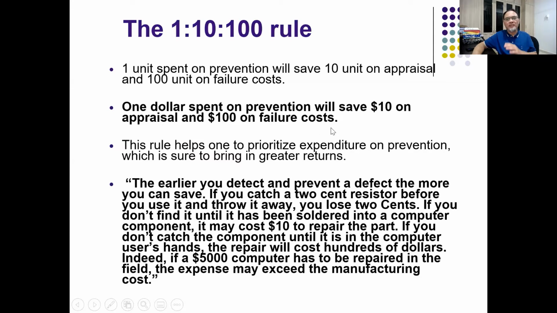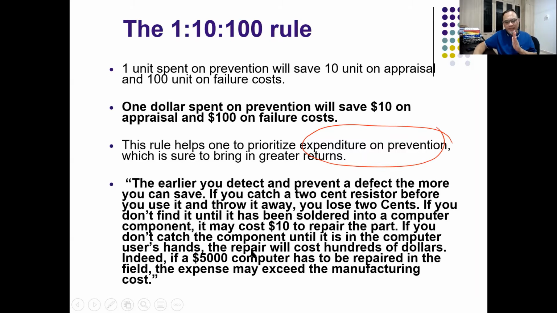So $1 spent on prevention. Imagine the amount of money that you actually put into prevention. That's why prevention is better than cure. So you proactively prevent problems, or you think how a problem can happen. There's another tool which is called FMEA, Failure Mode Effect Analysis. That is also another tool that can be used in conjunction with quality costs or even quality improvement activities. This helps to prioritize expenditure on prevention. So the earlier you detect and prevent a defect, the more you can save.